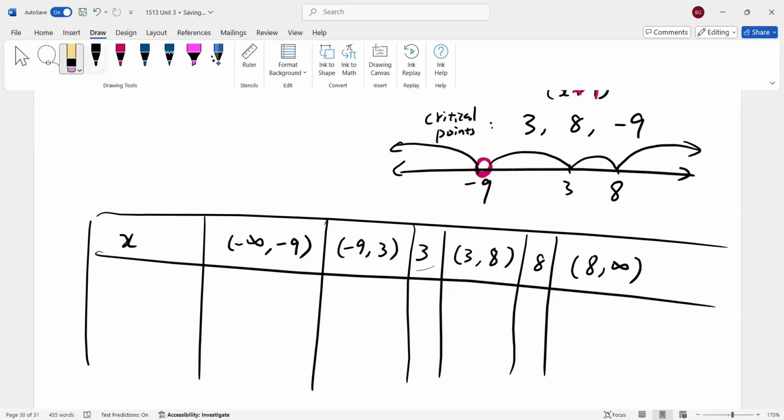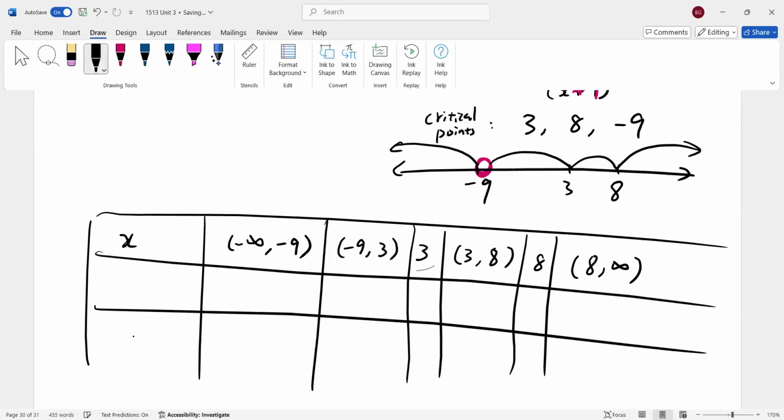Next, we do testing points. Negative infinity to -9, let's do -10. -9 to 3, let's do 0. 3 to 8, do 5. 8 to infinity, positive 10.